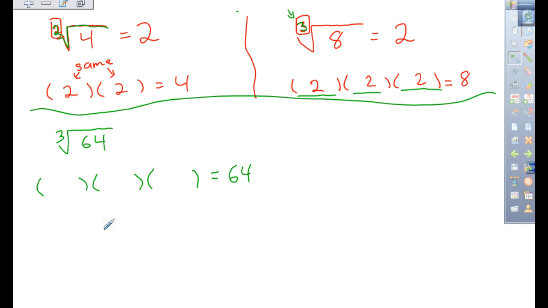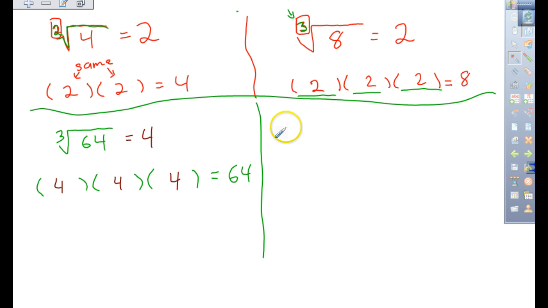These are going to be perfect cubes, by the way. There's no decimals involved. So it's about finding the right number. What times itself 3 times equals 64? And you come up with 4. 4 times 4 times 4 is 64. So the cube root of 64 is 4.